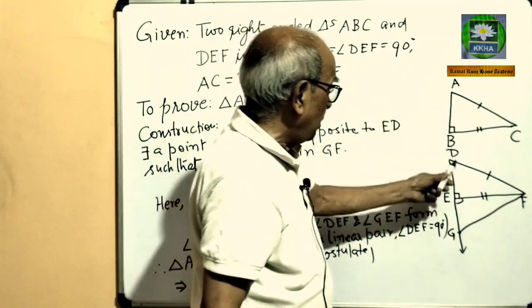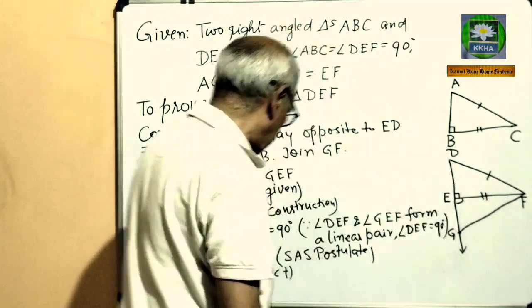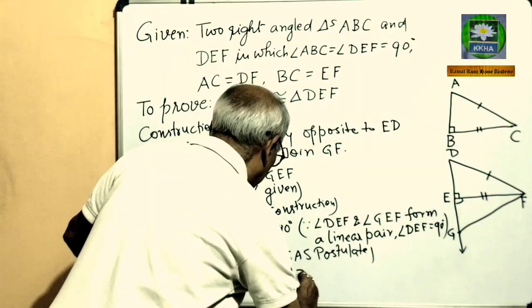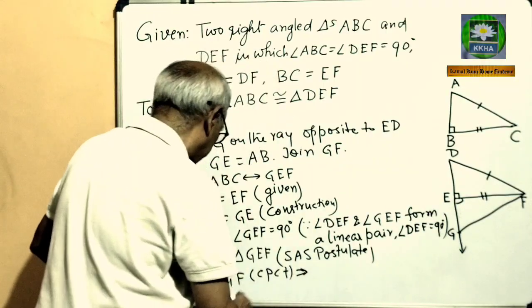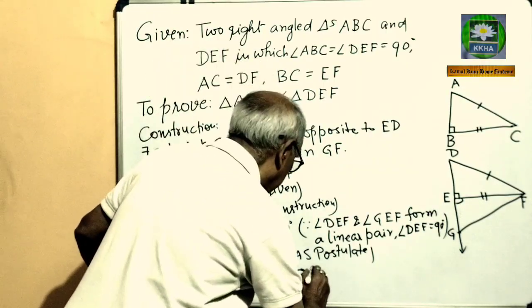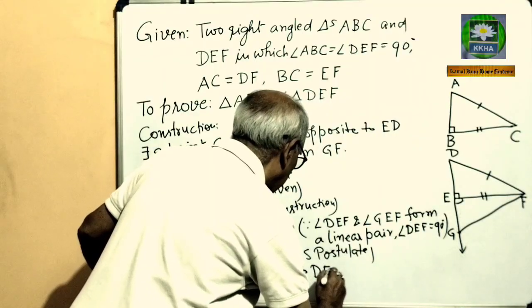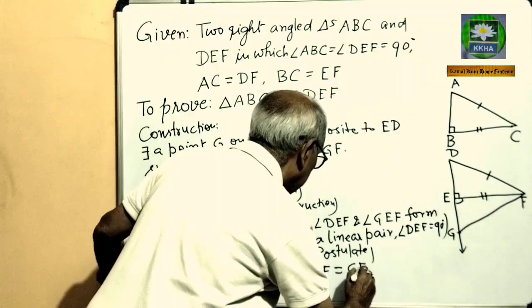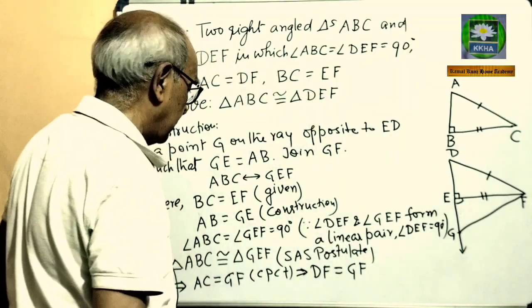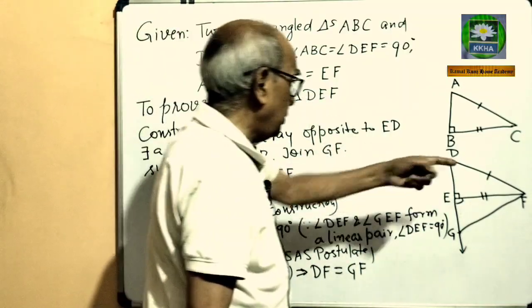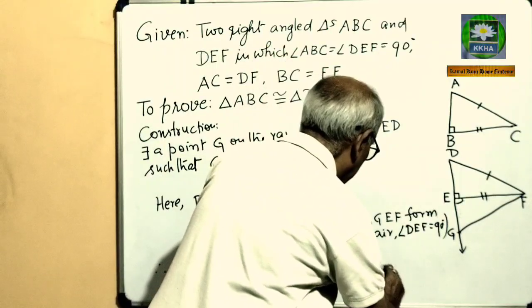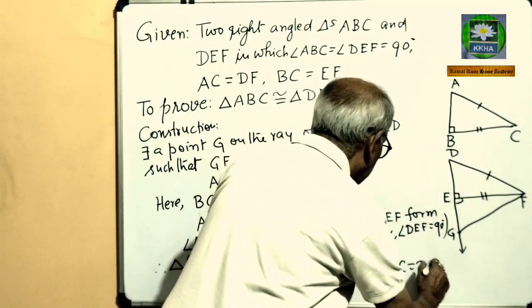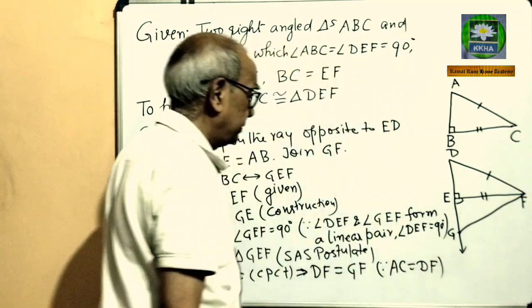Now AC is also equal to DF, it is given. This implies that DF is equal to GF, since AC is equal to DF, it is given.